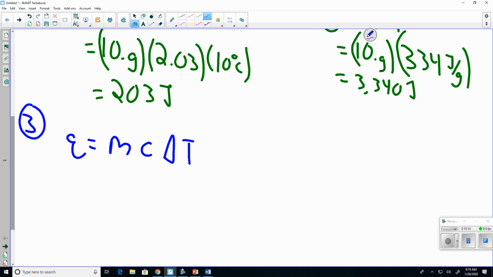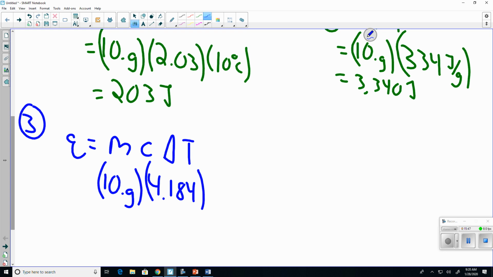Emma, what's the mass of our water? 10 grams. It's always 10 grams. No matter what the phase change is, it's always 10 grams. On the front side, it gives you 3 different C values that are specific for each state of matter. We're in liquid water right now, so what's the C value? 4.184. Again, that's our joules per gram degree Celsius, but I'll just omit the unit to save a little space.